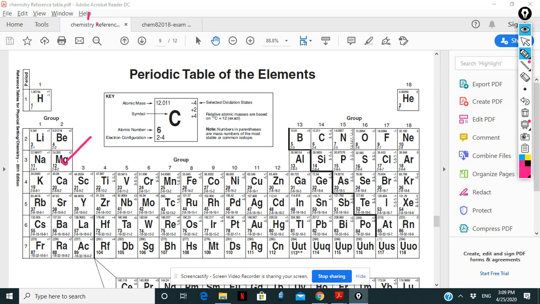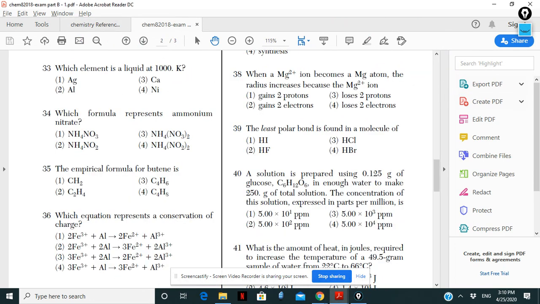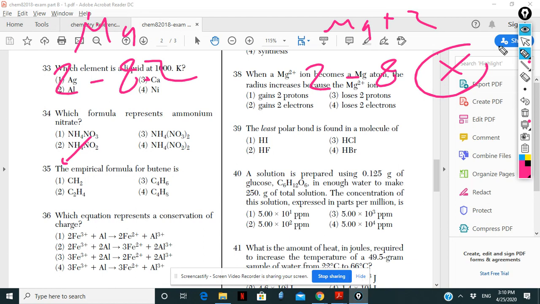So magnesium is here, group 2A, that's magnesium. Magnesium positive 2, it's 2, 8, and losing these two. So what happened? It loses 2 electrons. When he's asking here, he said magnesium ion loses 2 electrons because the proton doesn't participate in the reaction, so it loses 2 electrons.